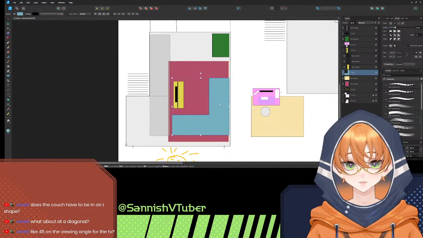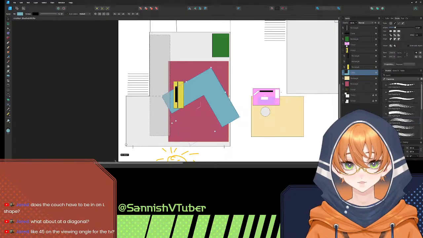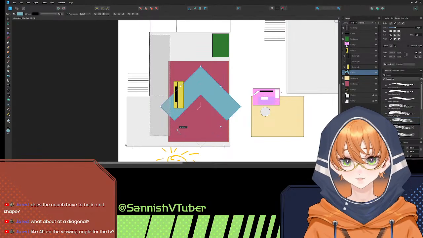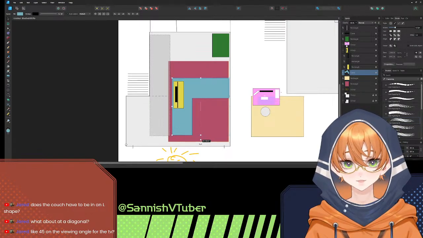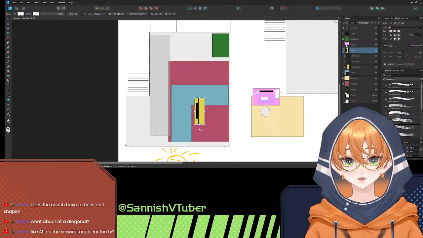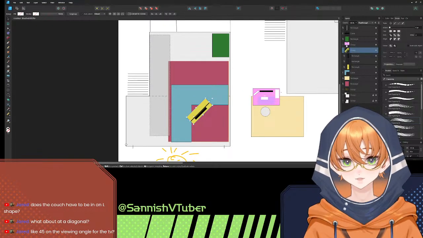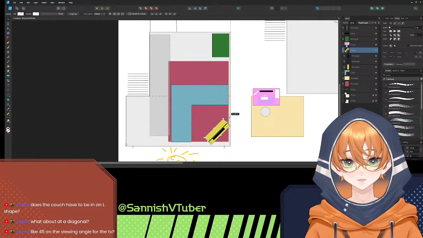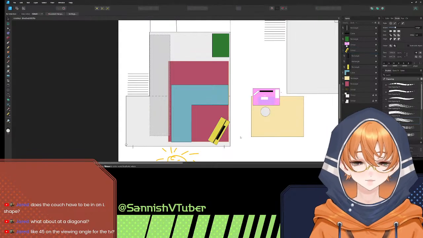So if we rotate the couch, I do like the idea of... oh my God, grabbing the wrong things. And of course, this could... I mean, actually, it's not bad, might not be bad.